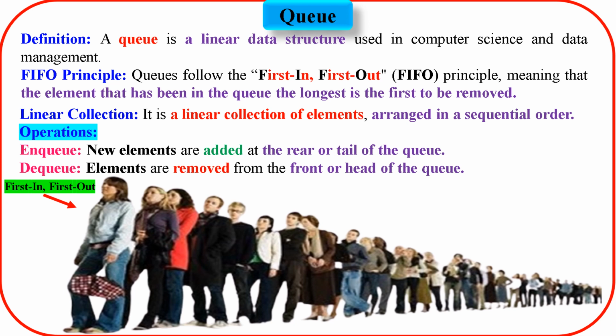Now, look at the definition. A queue is a linear data structure used in computer science and data management. Queues follow the first in, first out (FIFO) principle, meaning that the element that has been in the queue the longest is the first to be removed. It is a linear collection of elements, arranged in a sequential order. The operations performed are Enqueue: new elements are added at the rear or tail of the queue. DQ: elements are removed from the front or head of the queue.